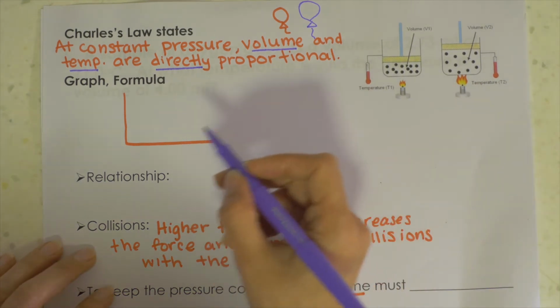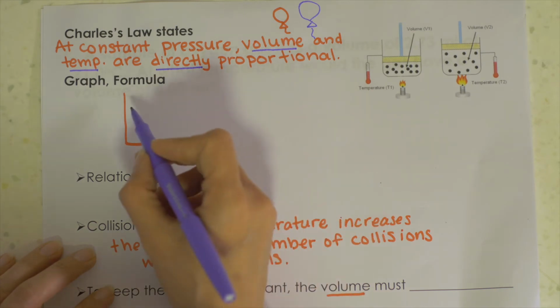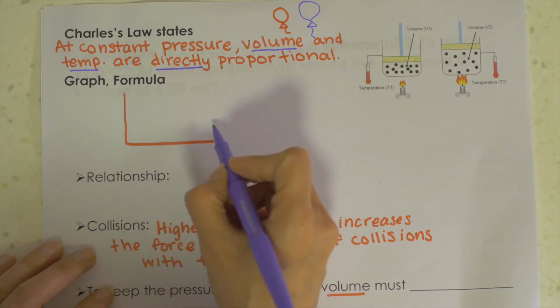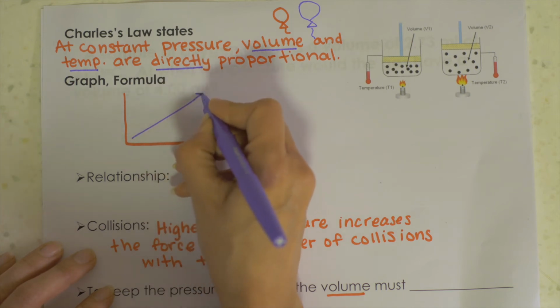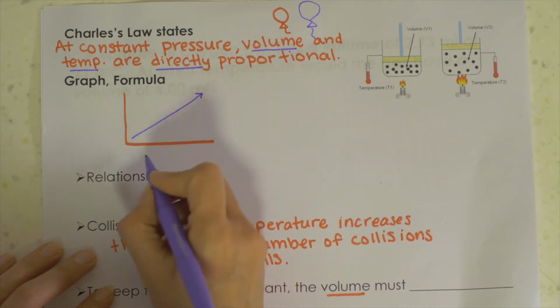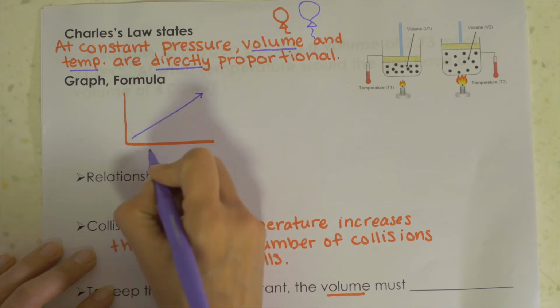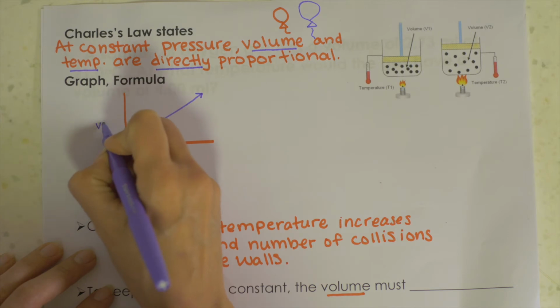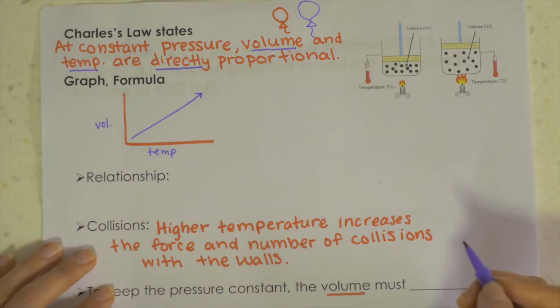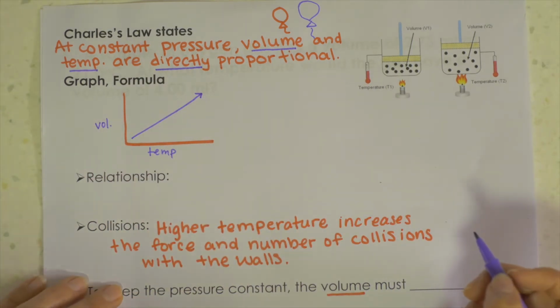So here's what a graph looks like. We talked yesterday about the Boyle's Law graph looking like this. This graph is going to look a little bit different, like this. So as temperature increases, so will volume. It is a temperature increase and then volume would then increase. And so you have more of a direct relationship there.